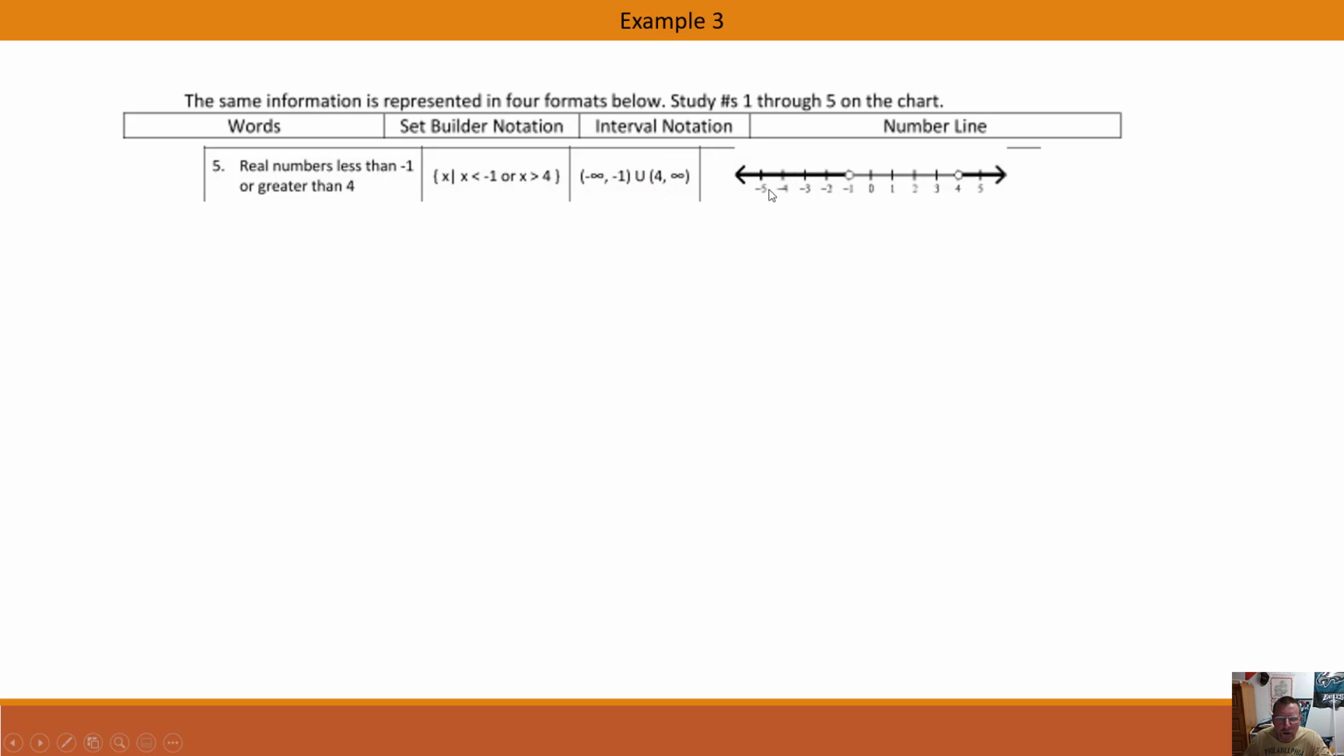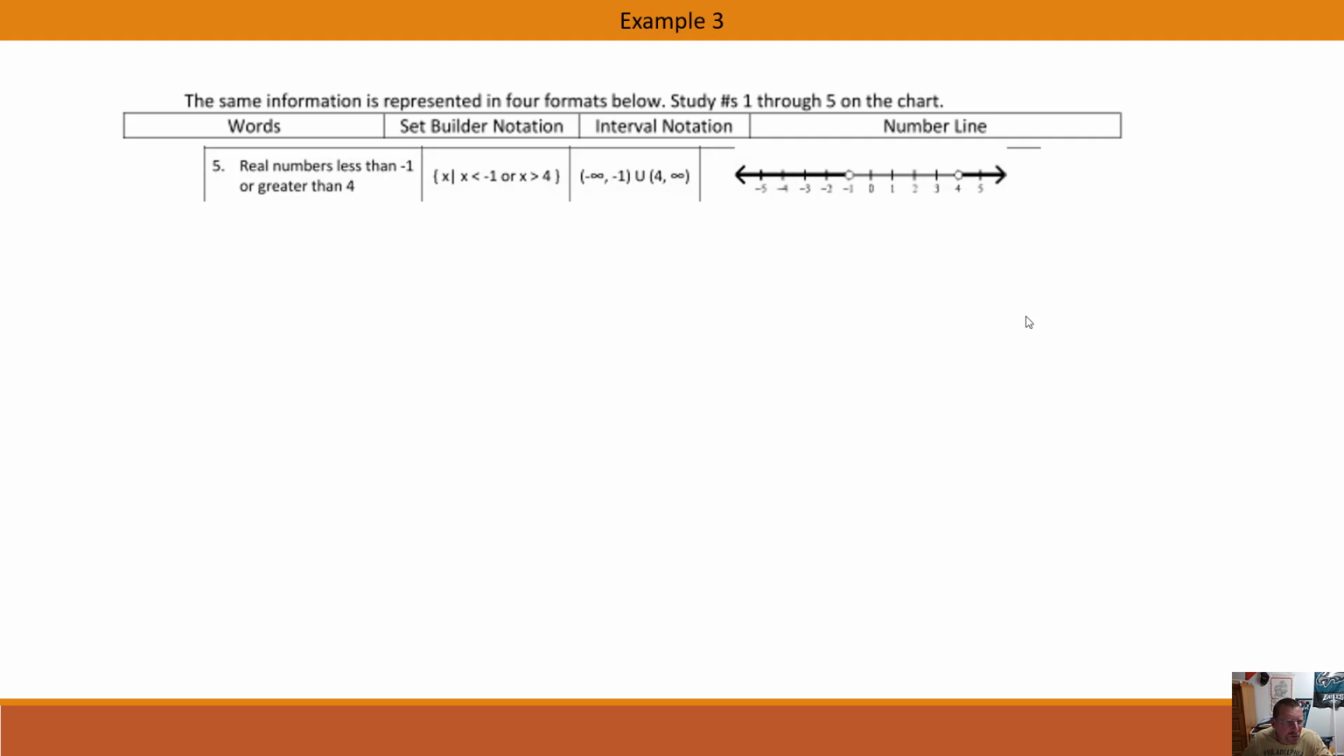And on a number line, you would just have two separate rays. The first ray would be an open circle at negative 1 and shade it to the left. And the second one would be an open circle at 4 and shade it to the right. All right, so those first 5 are just examples.